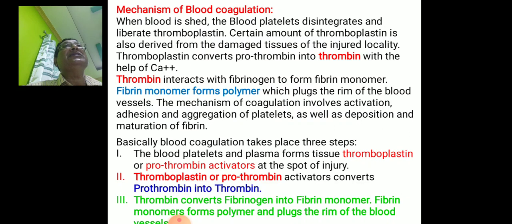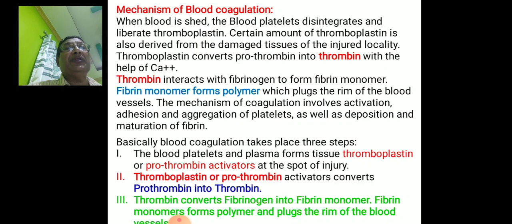So let us discuss the blood clotting mechanism in text. When blood is shed, the blood platelets disintegrate and liberate thromboplastin. A certain amount of thromboplastin is also derived from the damaged tissue of the injured locality. Thromboplastin converts prothrombin into thrombin with the help of calcium divalent ions. Thrombin interacts with fibrinogen to form fibrin monomers. Now, fibrin monomers form the fibrin polymer, which plugs the rim of the blood vessels.